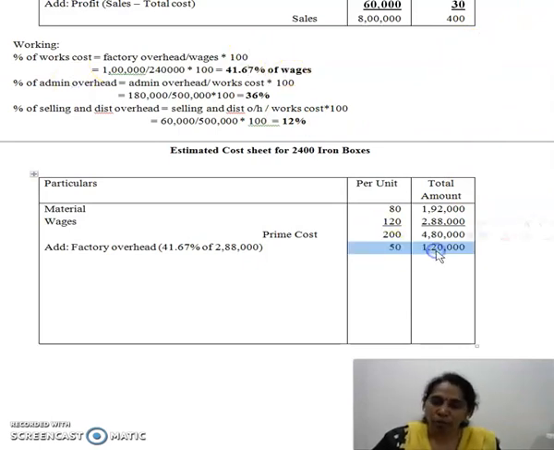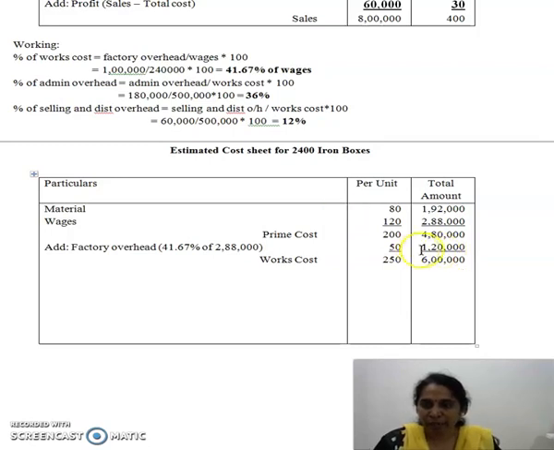Okay, both are same. If you calculate per unit also it will be coming same. You can try both ways. Now take the total. The total is called works cost. So how much is it coming? Work cost is 250 rupees, and here the amount is coming 6 lakhs. If you are taking 1,20,000 and 10 rupees, then it will become 6 lakhs 10 rupees. So it is like an odd number, that's why I rounded off the number, that is 1,20,000.